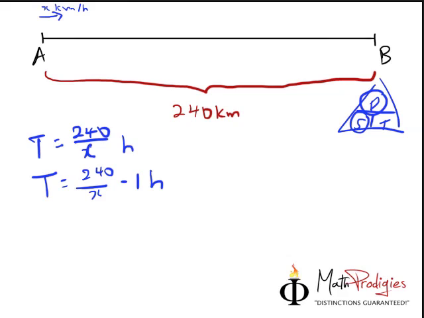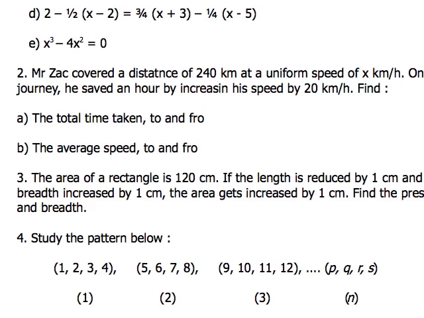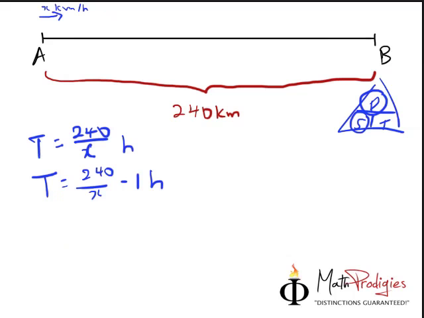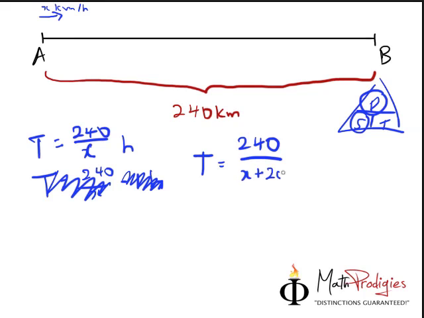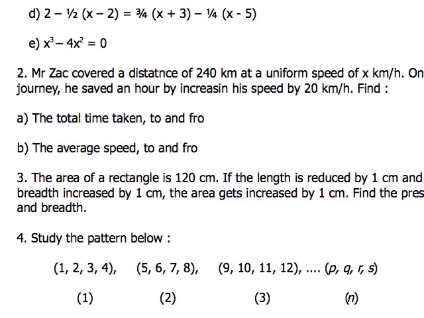Let's take a look at the question again. It says by increasing his speed by 20 kilometers per hour. Oh, I don't think that should be it. By increasing his speed, if he increased his speed by 20 kilometers per hour, his time would be 240 over x plus 20. Yep, x plus 20.